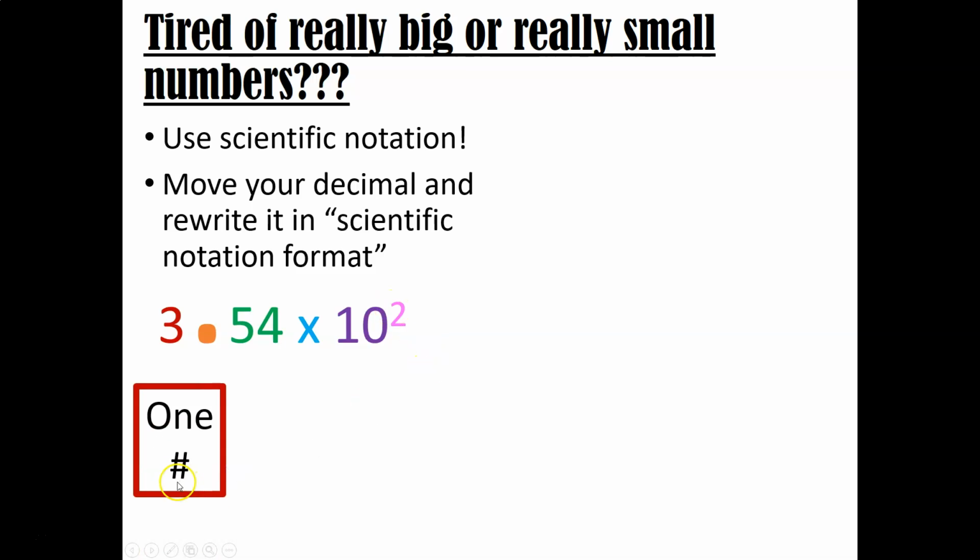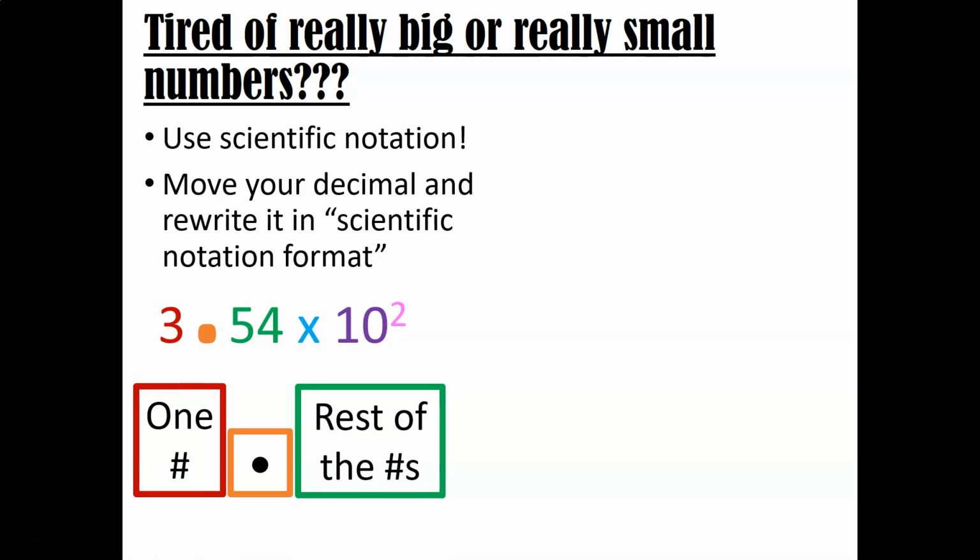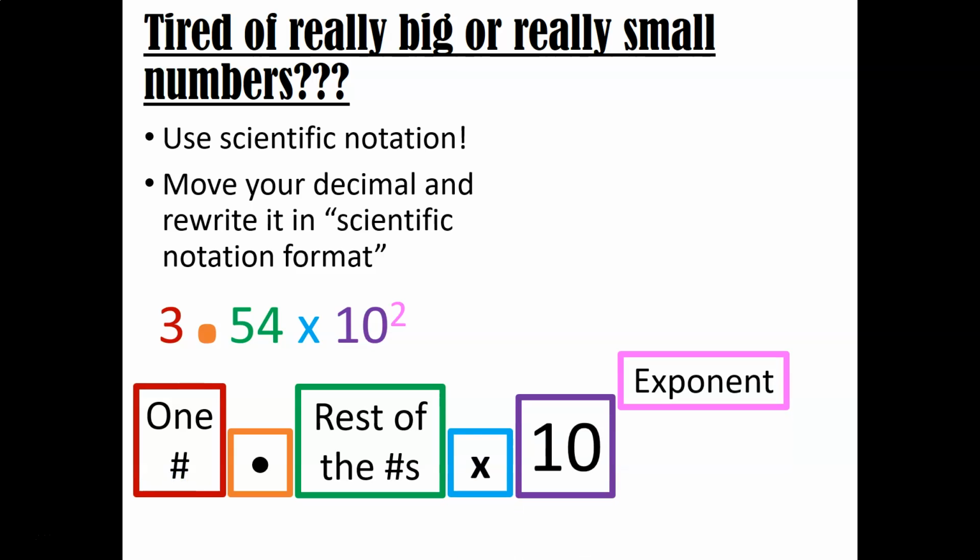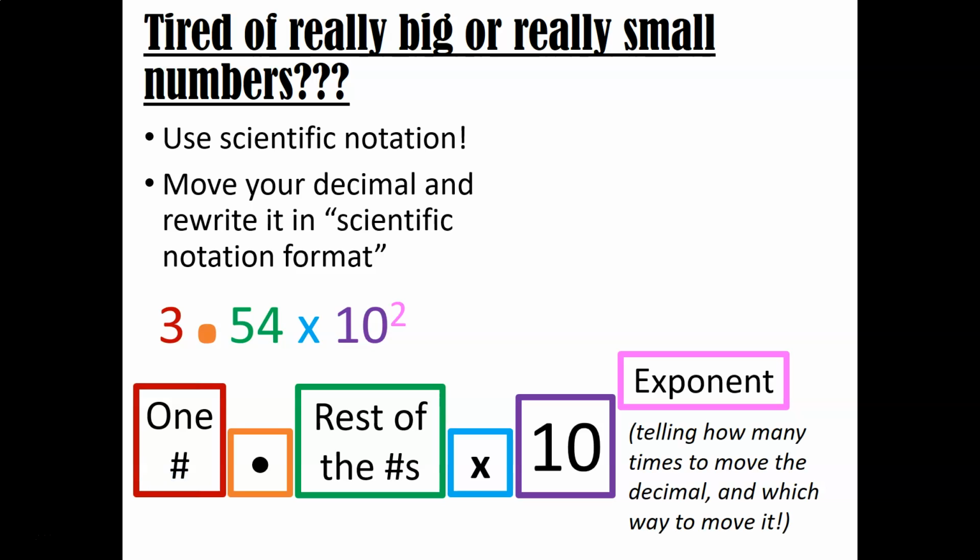Okay, so one number, and then the decimal, the rest of the numbers, and then times 10 raised to an exponent. The exponent is telling us how many times we need to move our decimal and which direction. Do I move it to the left or do I move it to the right?